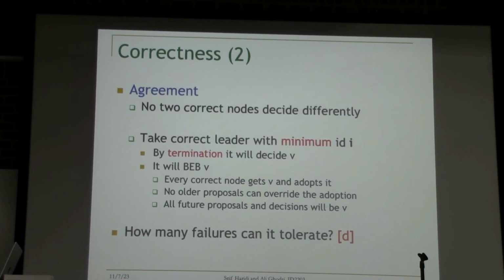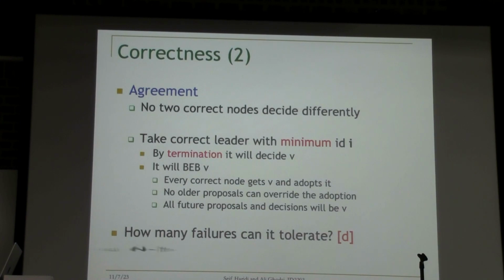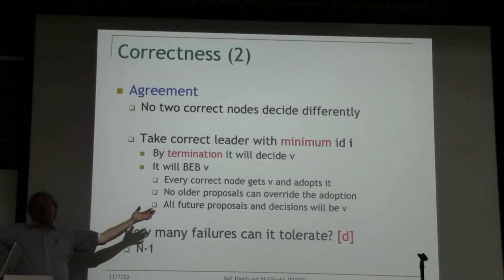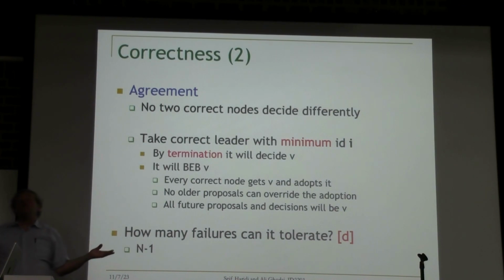How many failures does this algorithm tolerate? We have n nodes. How many failures are tolerated here? It's actually a pretty good algorithm. N minus 1. Exactly. There has to be at least one correct node for there to be a decision. And so if N minus 1 nodes fail, any of the N minus 1, during the execution, any time, there's going to be still one correct one, and that one will guarantee everything's good. So this one tolerates N minus 1 failures.